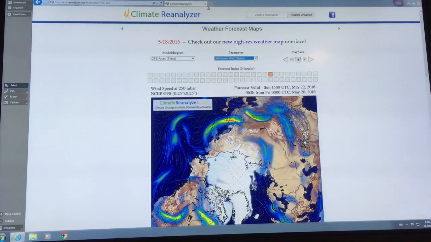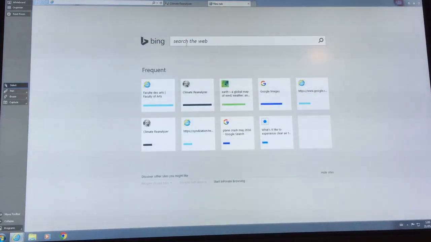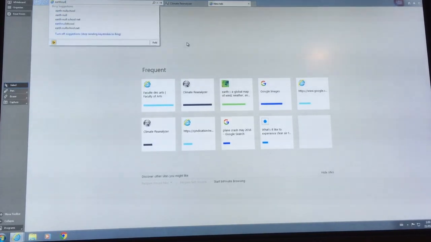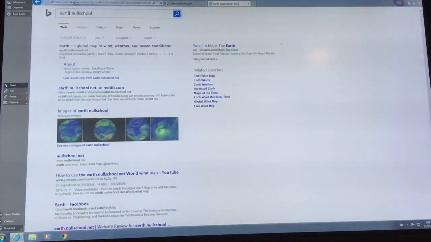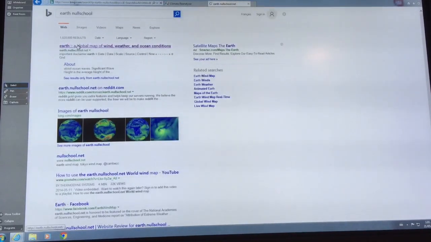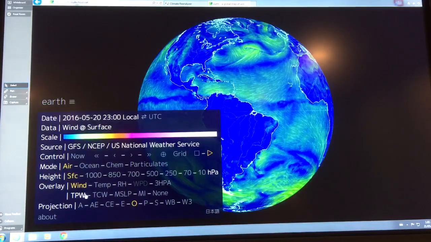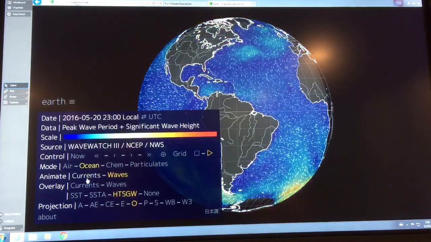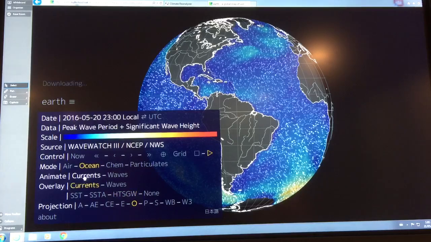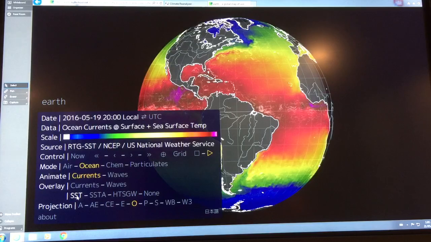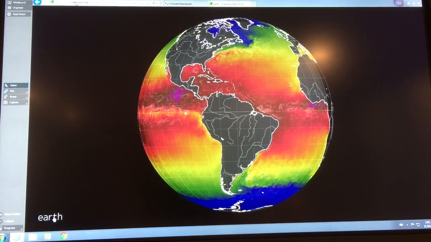So let's have a look. Let's look at another site here. If we Google Earth Null School, then this is a great depiction of the globe. And let's have a look at what's going on with the ocean temperatures to start off. The ocean currents and the sea surface temperature. So what you can see, actually let's look at the anomaly.